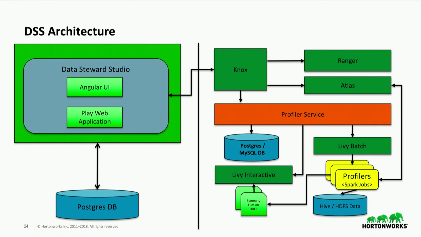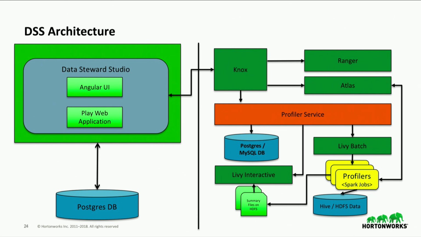So we use Atlas and Ranger for all of the metadata and the security related information that you saw, like the policies and the audit trails and so on. The heart of the system, of course, is the profiler service, right? Before we get there, let's switch a little bit and look at the profilers, which are essentially Spark jobs.